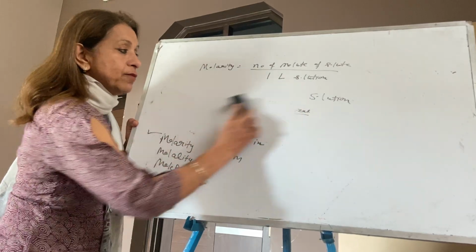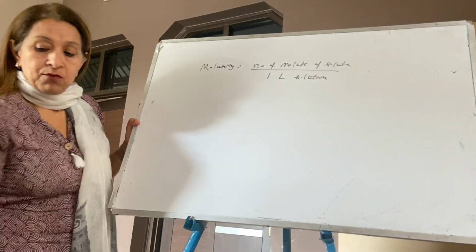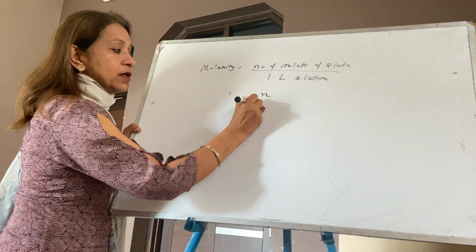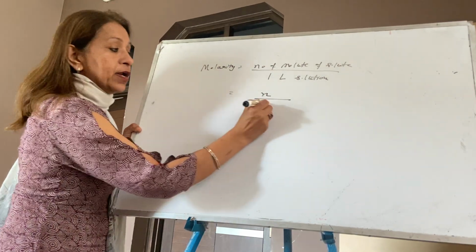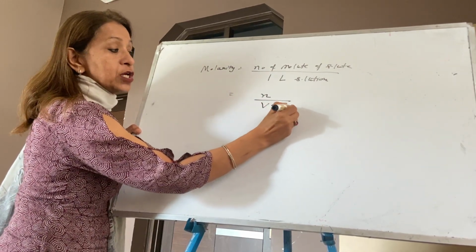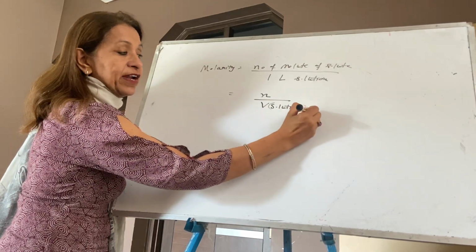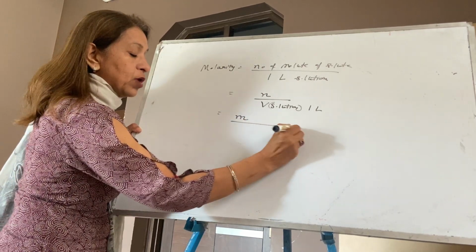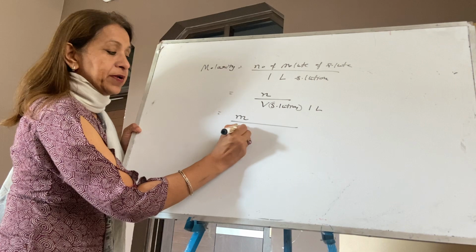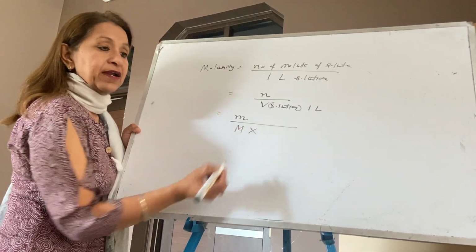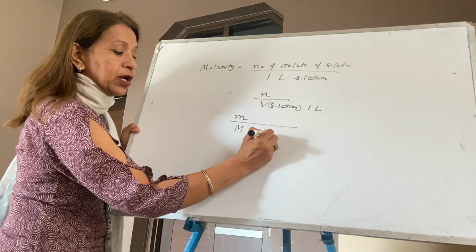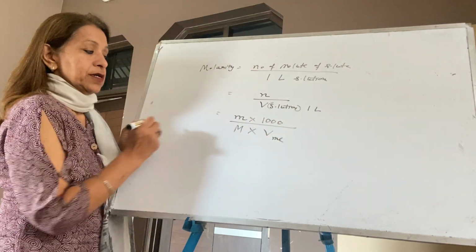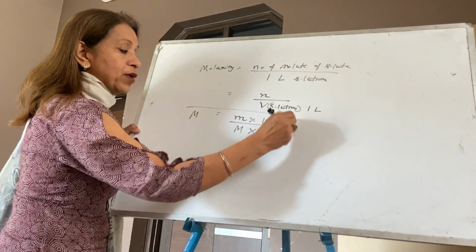So write down molarity. Molarity is the number of moles of solute, n, divided by volume of solution. Write down solution, not of solute, solution. It should be 1 liter. What is n? Small m in moles, mass of substance by capital M. We have done this formula. Volume is mostly given in milliliter. If it is given in milliliter, you apply volume in milliliter and divide it by 1000 so that it becomes liter. So this is the best formula, a simple formula to calculate molarity.